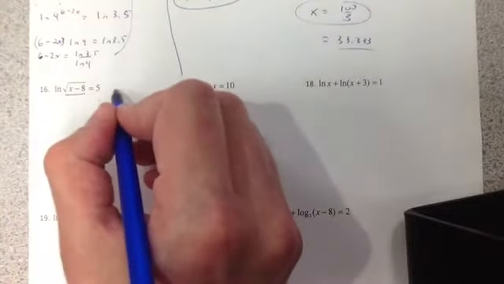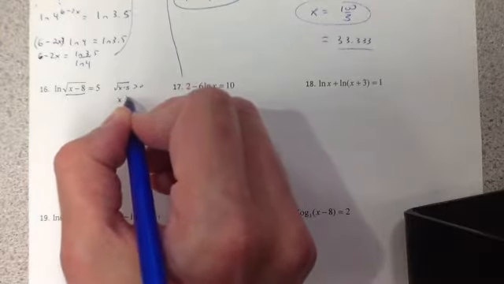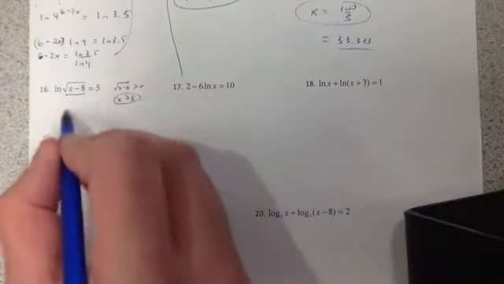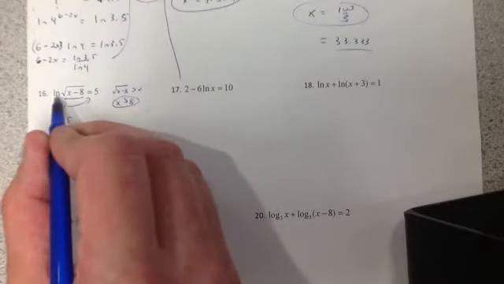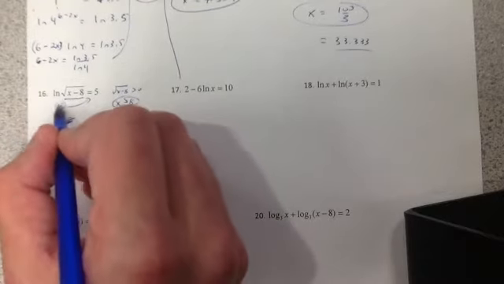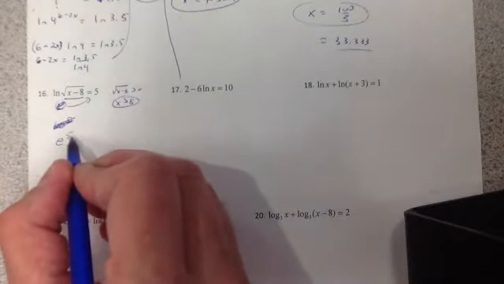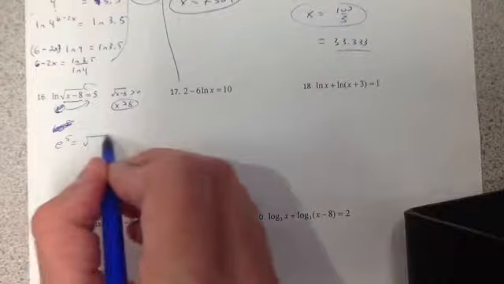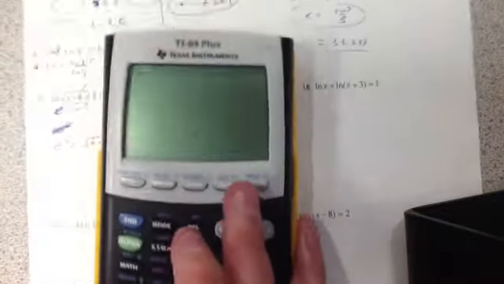Again, I do have a domain restriction: the square root of x minus 8 greater than 0. So basically, x is greater than 8 here. Solving it, this becomes 10 to the 5th. Whoops, that's embarrassing, because that's base e. I know what you're saying, Mr. Werner, that's base e. Yeah, that's e to the 5th equals the square root of x minus 8. So I solve it. Well, what's e to the 5th?